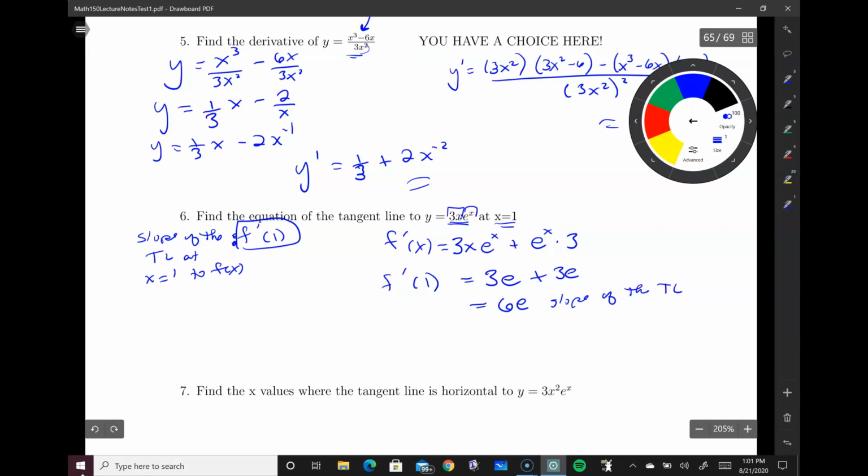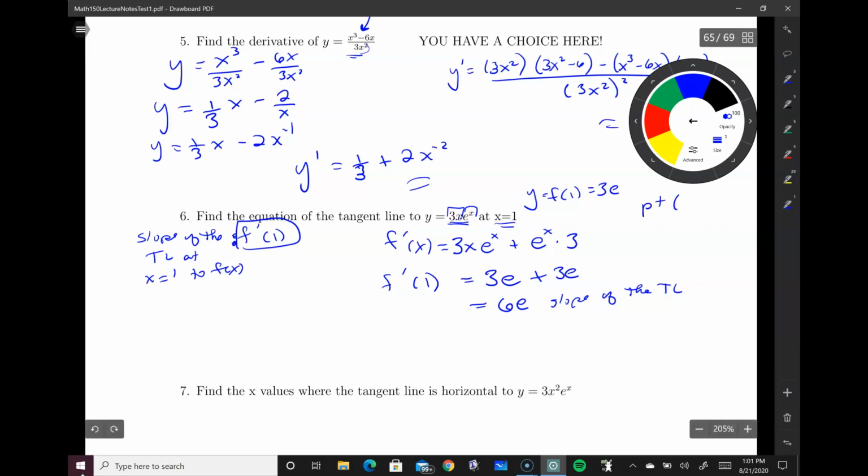That's like the m. Okay, so what do I need to put together? An equation of the tangent line. I need a point and a slope. I have the x. How do I find the y value? I find the y value by putting x into the function. So if I put x equal 1 into the function, I get 3e. Oh, look at that. All 3 e's all over the place.